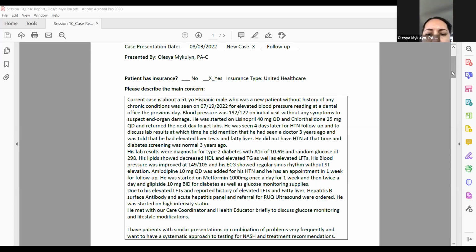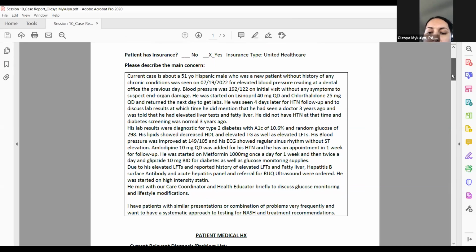So when he came for his test the next day, his lab results were diagnostic for type 2 diabetes, with an A1C of 10.6 and a random glucose on the CMP of 298. And his lipids showed decreased HDL and elevated triglycerides. His blood pressure had improved by the second visit to 149 over 105. I did an EKG and it showed sinus rhythm without any ST elevation or abnormalities. At the second visit, I added amlodipine, 10 milligrams once a day, for his hypertension management.